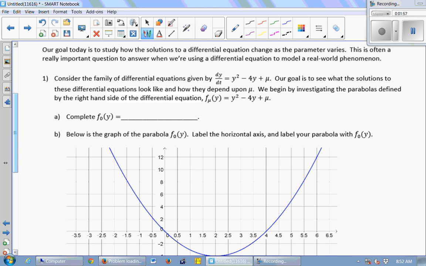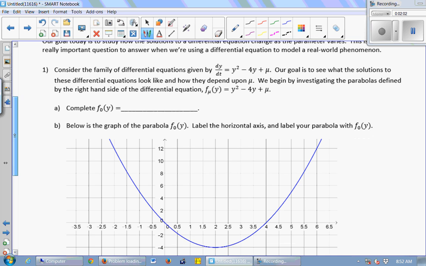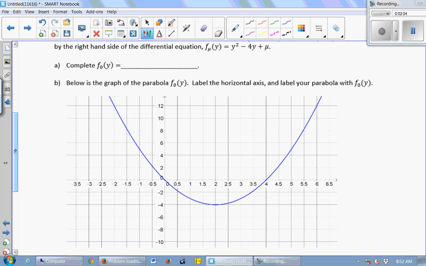So we're going to begin by investigating parabolas that look like y squared minus 4y plus mu. I'm using f sub mu to indicate the value of mu I'm considering for this particular example. Right now I'm going to consider a value of 0, f sub 0 of y. That just means replace the mu with a 0, so you get y squared minus 4y. And I graphed it here. Okay, so we got a parabola graphed.